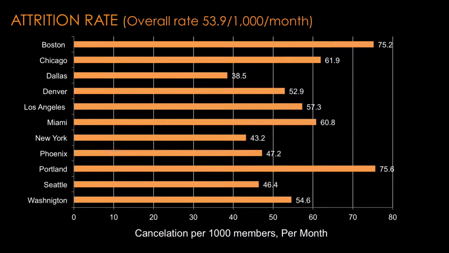Now it doesn't matter if these cities were of different size, because we're calculating it as a rate, we're able to make a direct comparison into who is performing most effectively. And what we can see is that the overall rate here is just on 54 members per 1,000 per month. So anyone less than 54 is performing better than the average. And the average is actually made worse by just how badly Boston, Chicago, and Portland are performing.